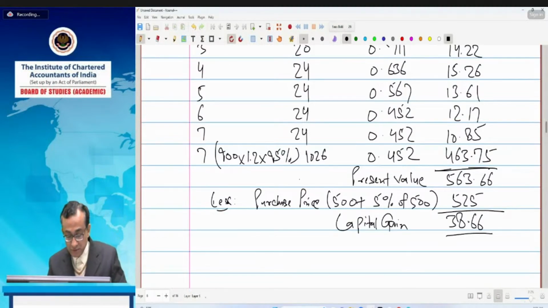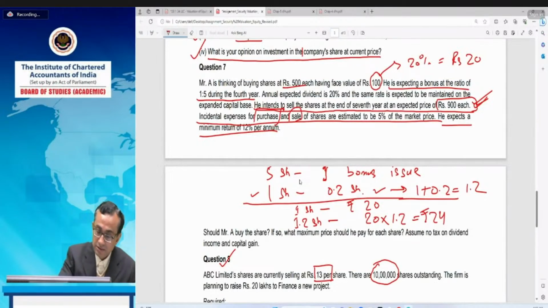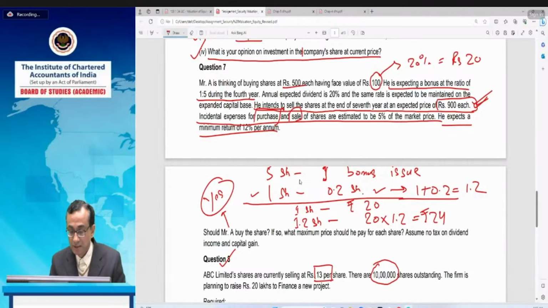So what is the question asking? The question is asking whether Mr. A should buy the shares. The answer should be yes. Mr. A should buy the shares because there is capital gain. And the second part is, what maximum price should he pay for the shares?